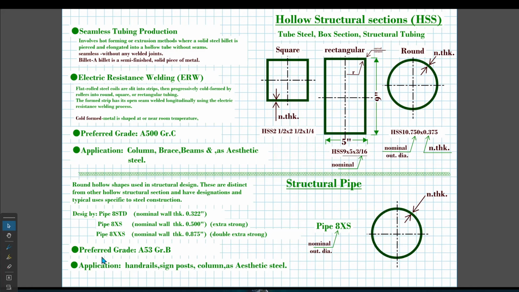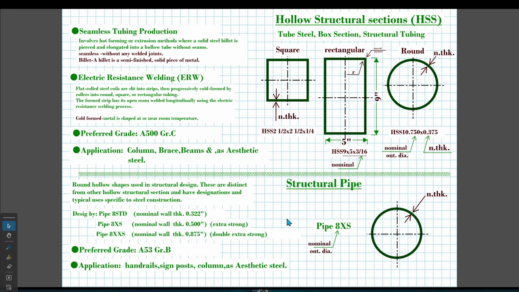The preferred grade for the pipe is A53 grade B. These are the preferred grades, but we need to follow the project specification. These structural pipes are widely used in handrails, as a signpost, column, and as aesthetic steel also.